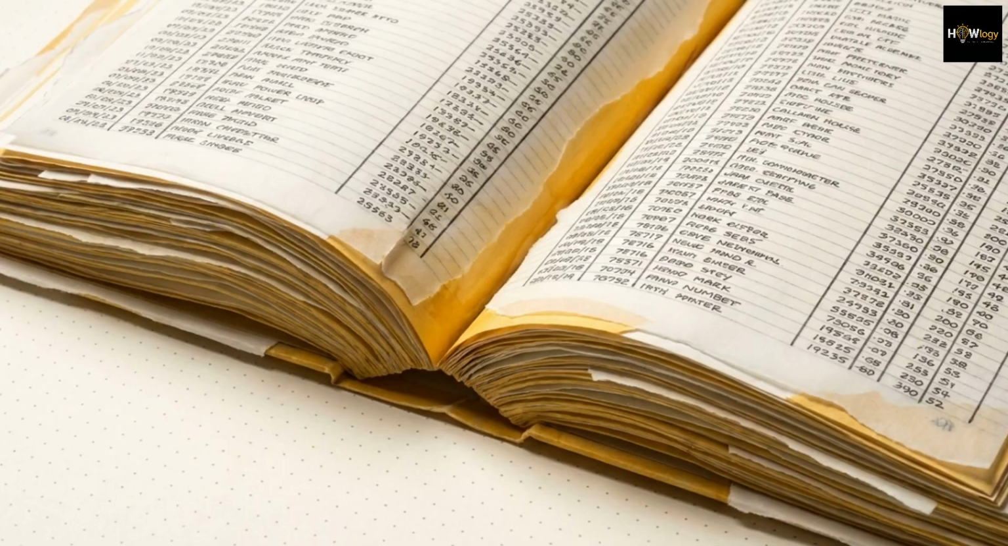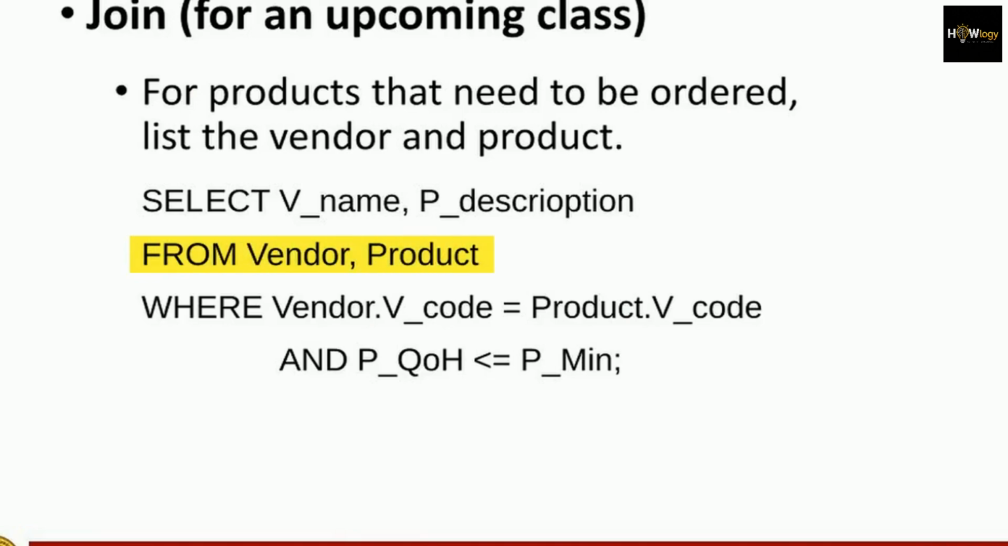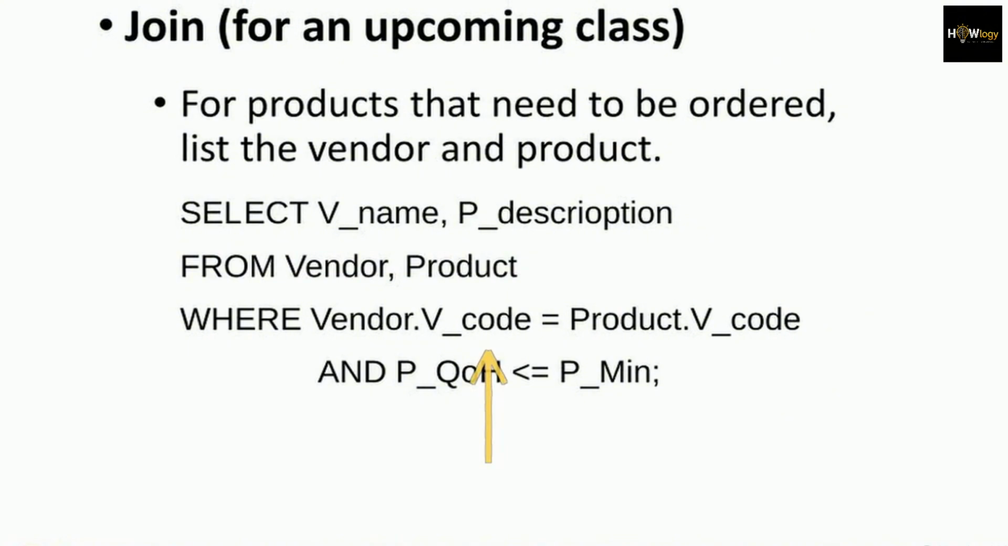But so far, we have assumed all this information, the products, the prices, and the vendors, lives in one single organized table. What happens when the products and the vendors are stored in entirely different tables? This query shows the beginning of that solution, a process called a SQL join. We'll break that down in the next episode.